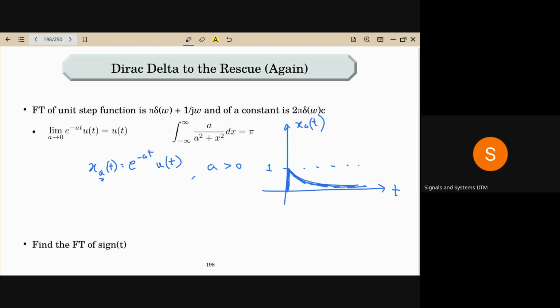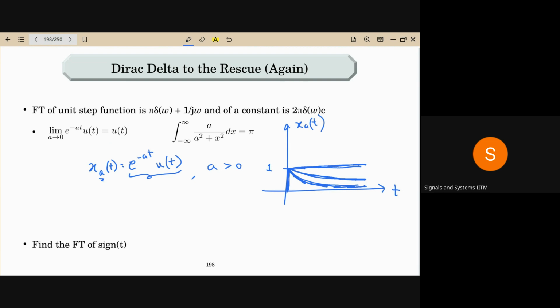Now you keep changing the values of a. As you reduce the value of a, what happens? You get another function like this. Eventually, as a tends to 0, you will get just u(t). So for every value of a, you get one signal, and you call that signal x_a(t). You change the value of a, you get another signal. So you have a sequence, a set of functions, one for each value of a.